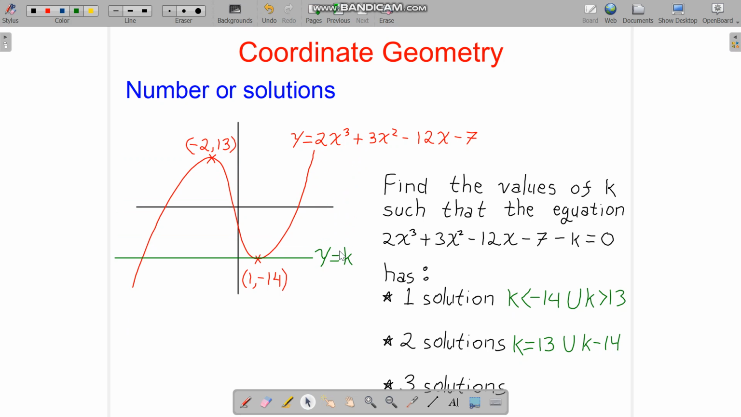What about three solutions? Well, three solutions means here we have three intersections. So the k value must be somewhere in the middle between minus 14 and 13. That is when we have three solutions. So we say k is between minus 14 and 13.